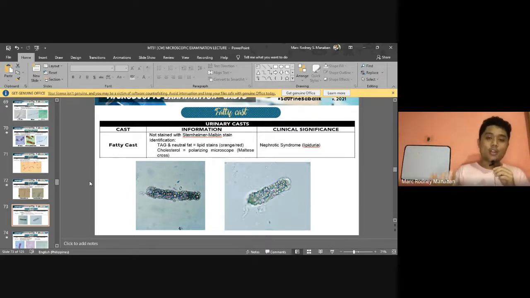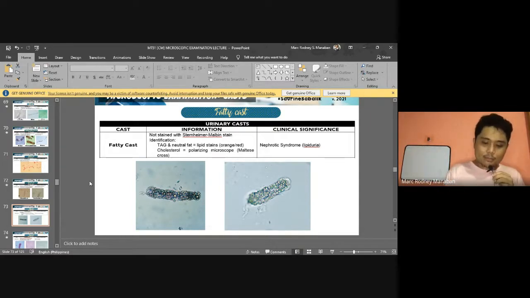Sudan III and oil red O. It will stain the fat droplets, fat globules, orange red, all right? And for cholesterol, it will not be stained by your lipid stains, but we have to perform polarizing microscopy and it will exhibit a characteristic Maltese cross formation. So the Maltese cross has a cross appearance, equal in shape, equal in distances, okay?